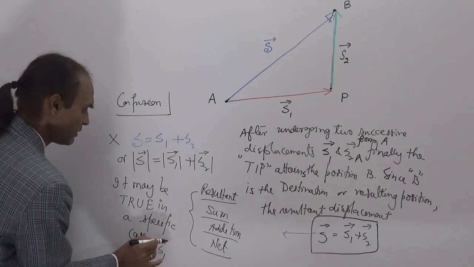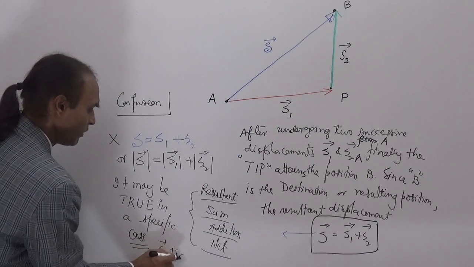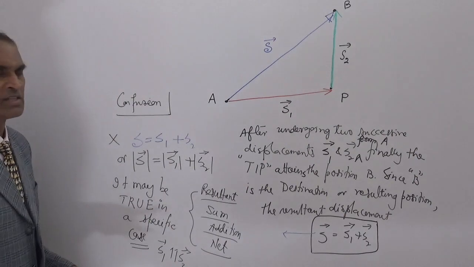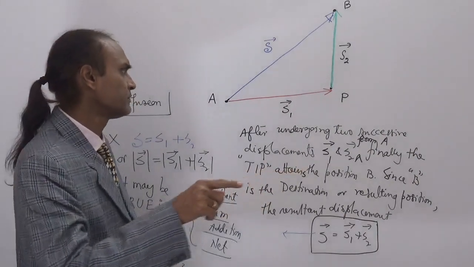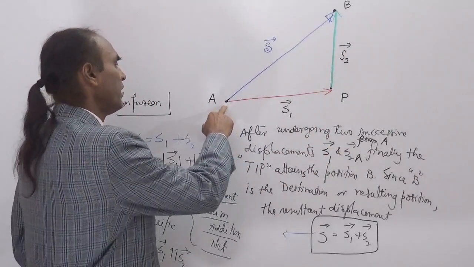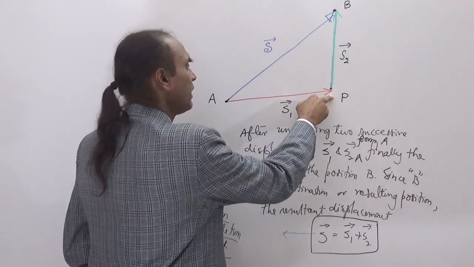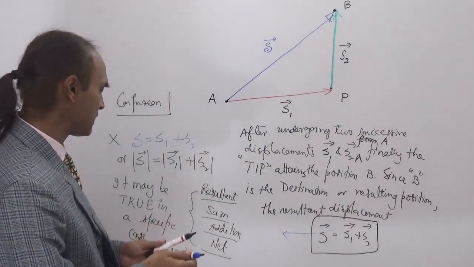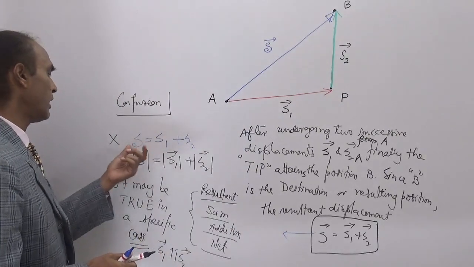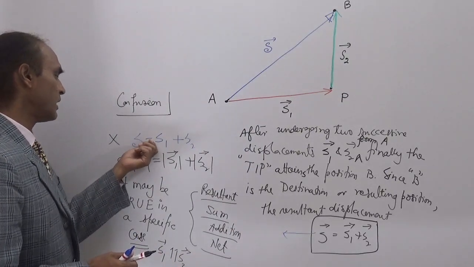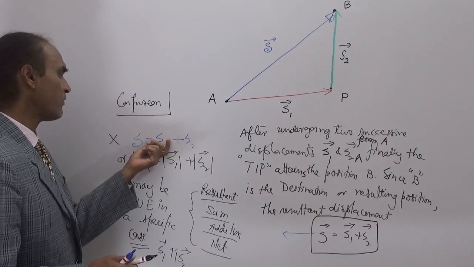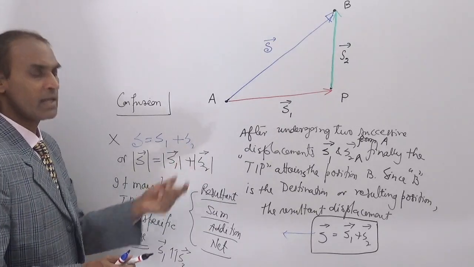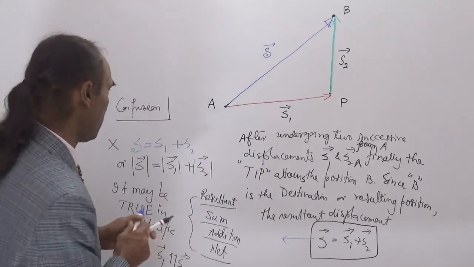When S1 is parallel to S2. When these two displacements are happening in some line, if it moves from A to P and P to B along the same line, then the resulting displacement can be written in this way. The magnitude of the resulting displacement is equal to the magnitude of the first displacement plus the magnitude of the second displacement. I can draw the diagram in this way.